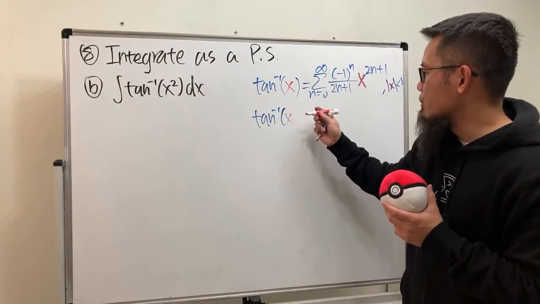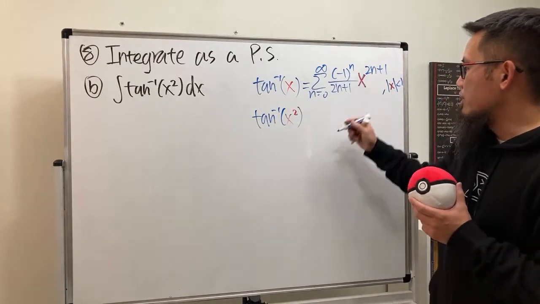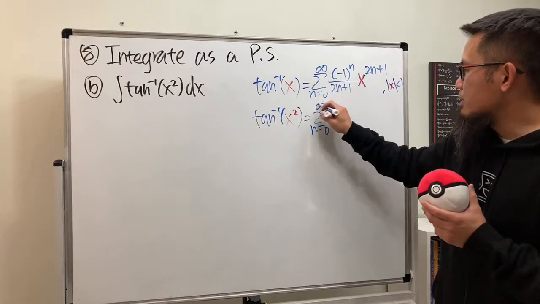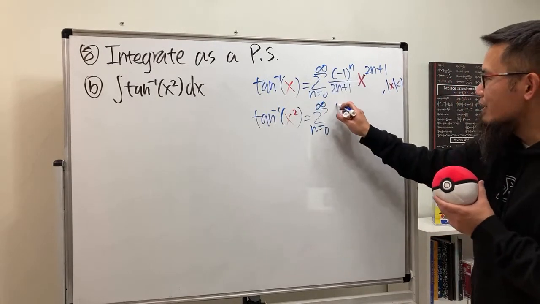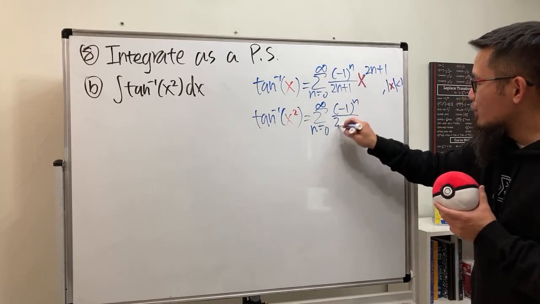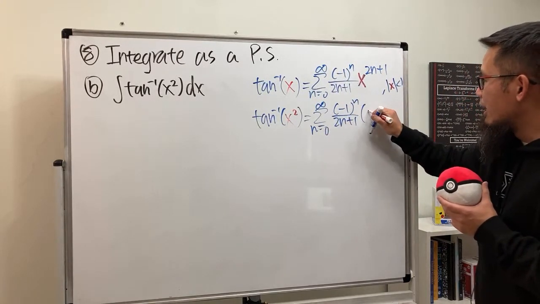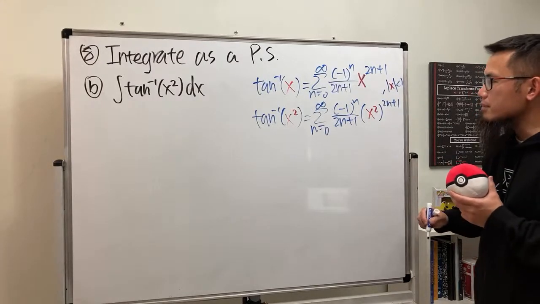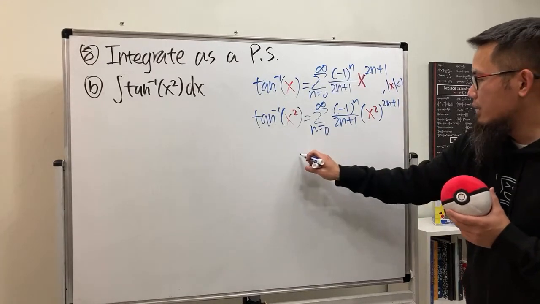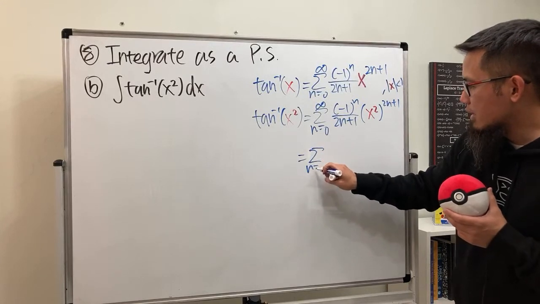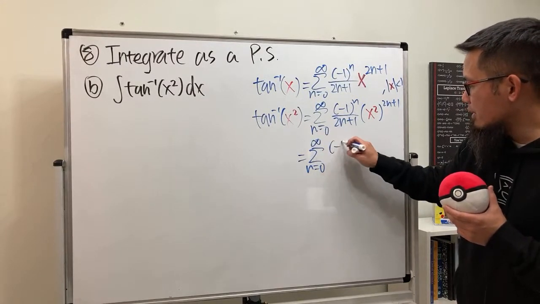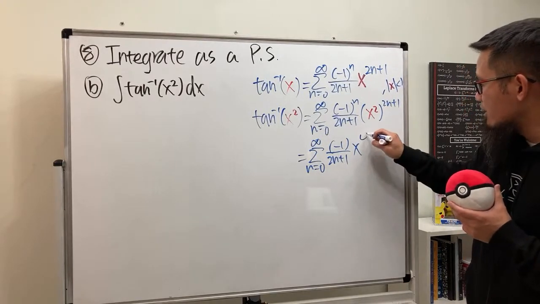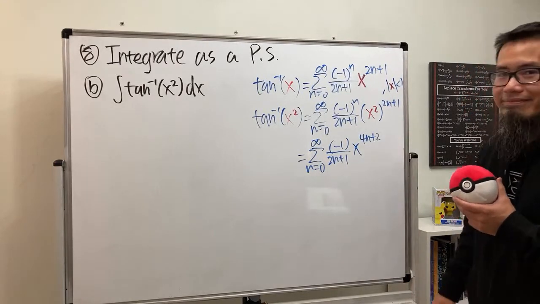yes, all we have to do is put the x squared in here. So yeah, it's just a lot of things to write down. N goes from 0 to infinity. And then we have -1 to the n over 2n plus 1, x squared, and then 2n plus 1. So if you would like, just finish this real quick. This is 0 to infinity, -1 to the n over 2n plus 1, x to the 4n plus 2.